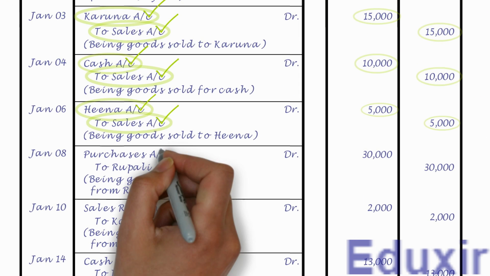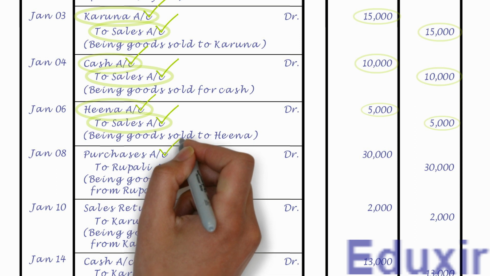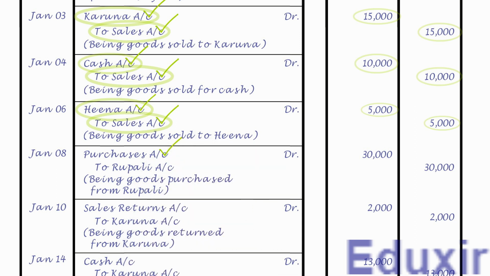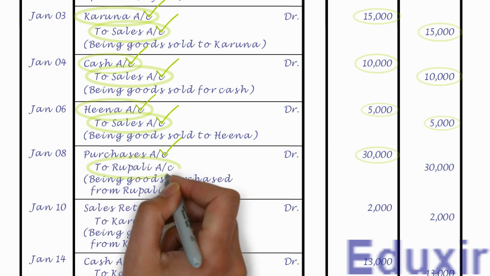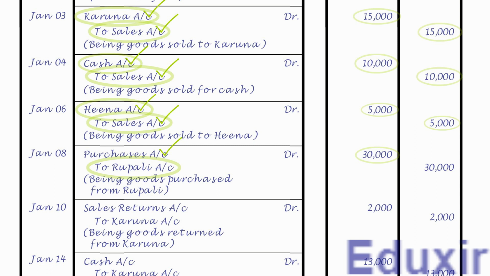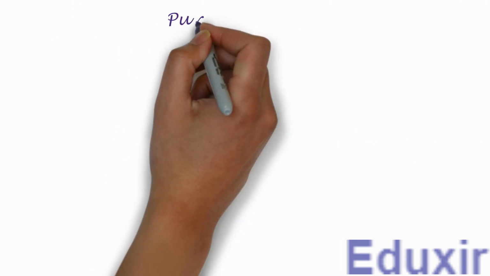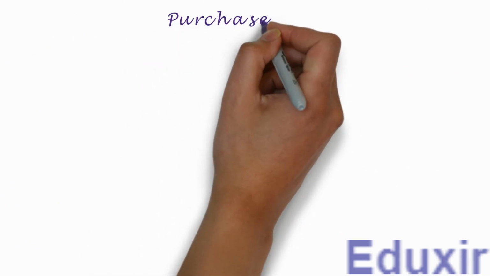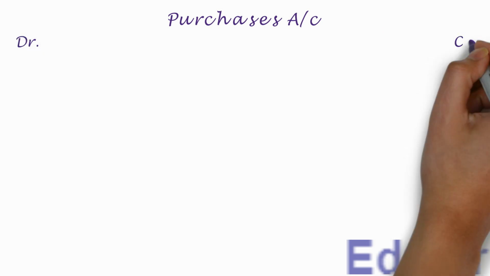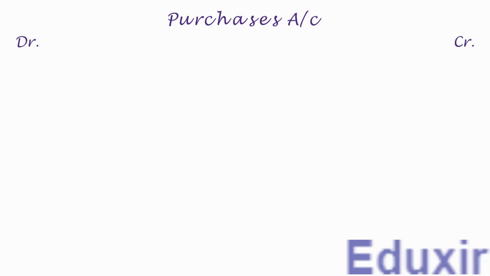As the name suggests, it needs to be posted on the debit side of purchases account and the debit amount is 30,000 rupees. Note that the details that need to be posted into the particulars column is Rupali account. For posting this entry, we need to create a ledger account for purchases as it is not yet created. Let us first write the title as purchases account. Let us then write the headers DR and CR to designate the debit and credit sides respectively.